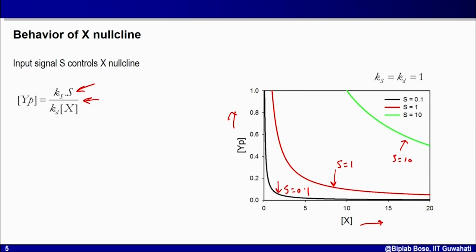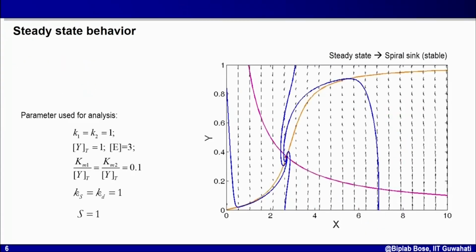Now we will plot both this YP nullcline and X nullcline to identify the steady state. If you remember, the intersection of two nullclines gives the point of steady state. So let us look into that. I have drawn this phase plane plot using a MATLAB tool, and I have kept certain parameter values constant, and those parameter values are given here. The ratio of Michaelis-Menten constant to the total amount of Y is kept at a lower value, 0.1, I have used the input signal S equal to 1, and I have kept the phosphatase at 3.